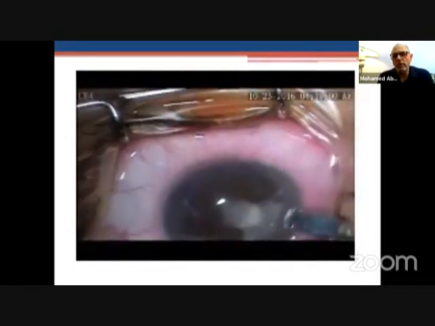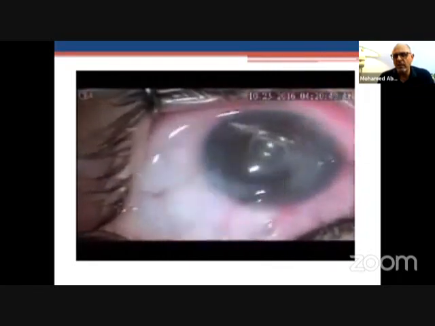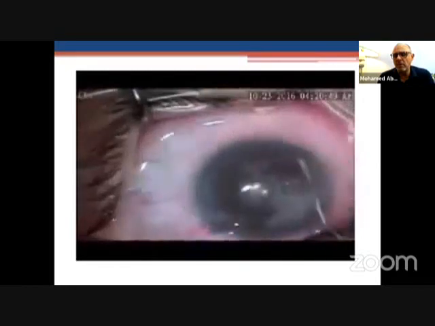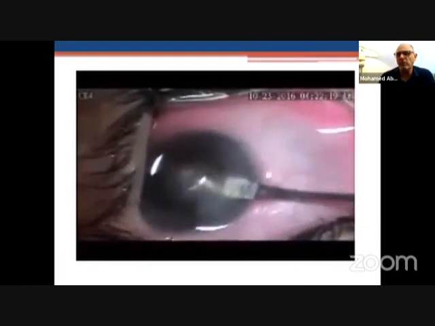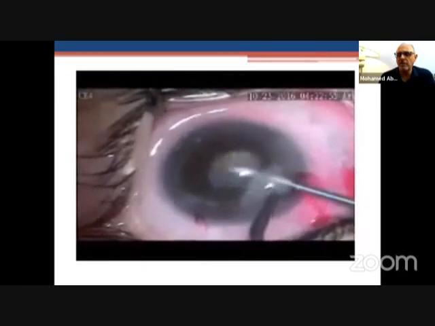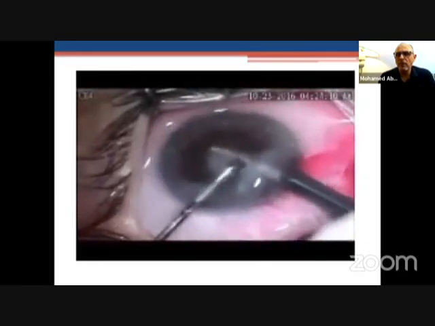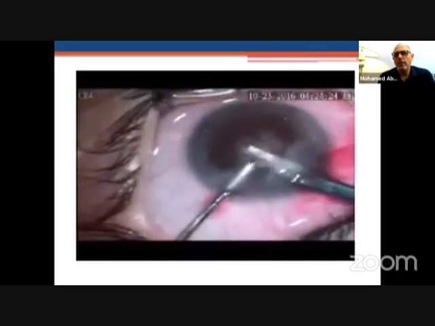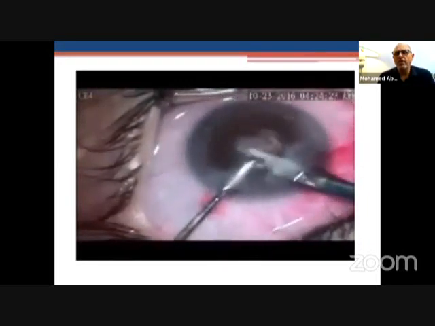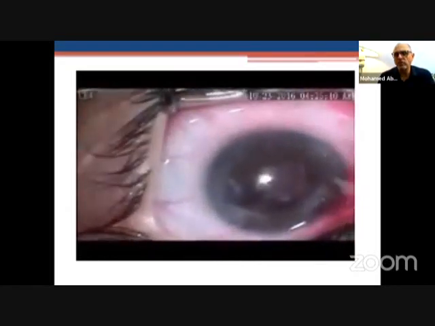This is a child who came with a very angry eye after having a cataract surgery elsewhere and putting the three-piece IOL in the sulcus. So the only way to save this eye is to go in and remove the lens. And it's sometimes very difficult because you have an encapsulated lens. I'm trying to cut the capsule and then remove as much as possible from the capsule. And then to try to save the wound from being a large wound, you cut the lens in situ.